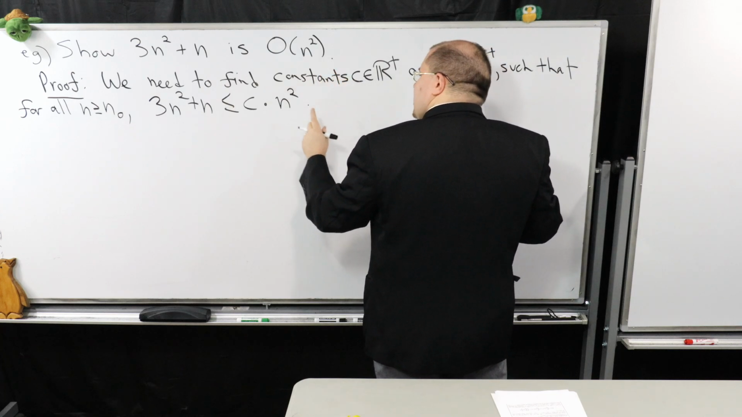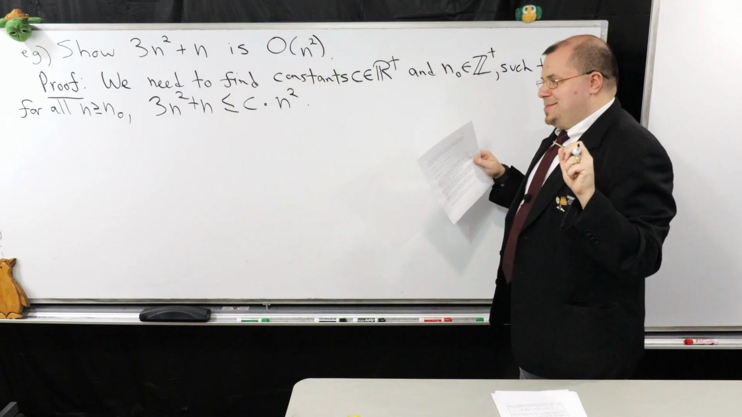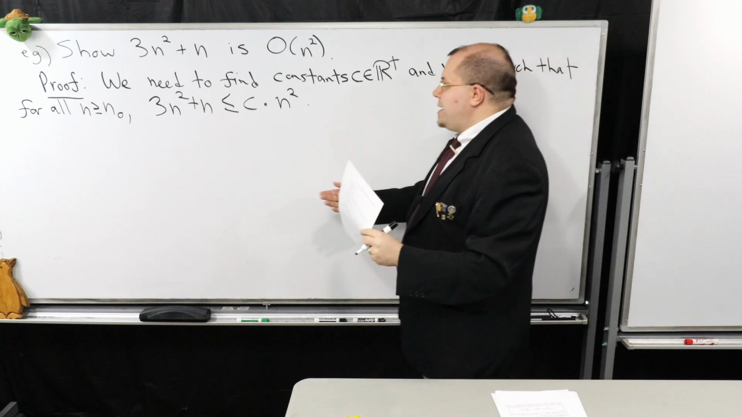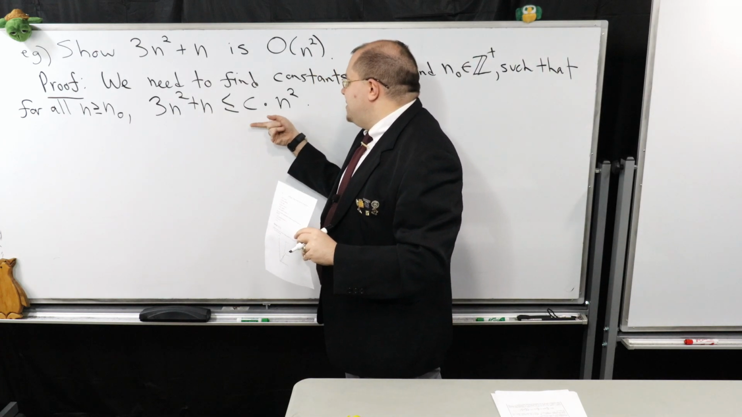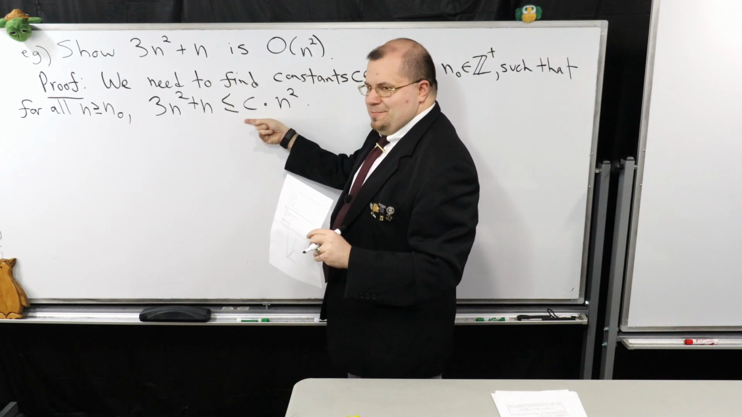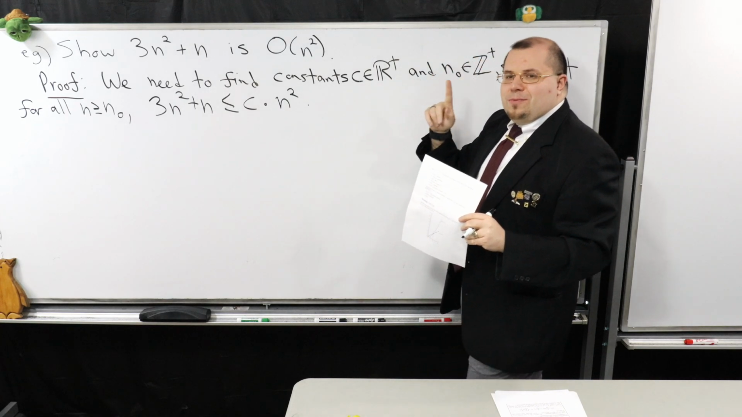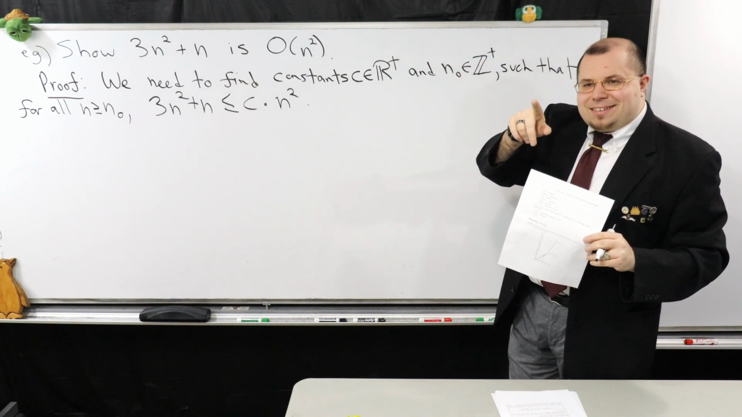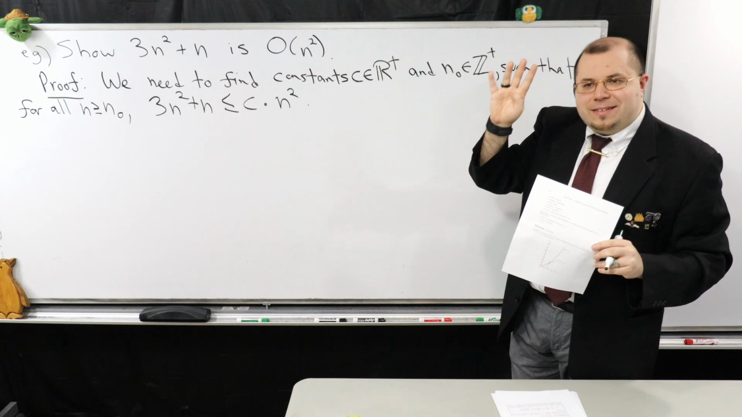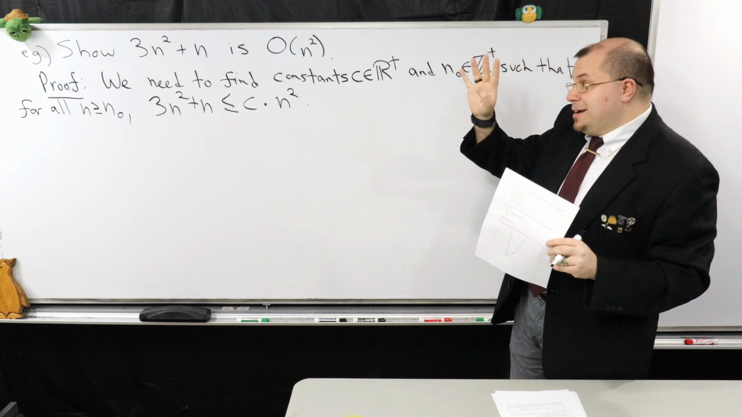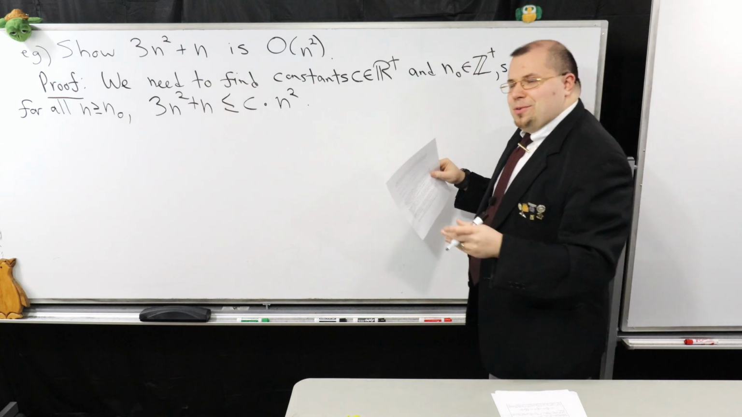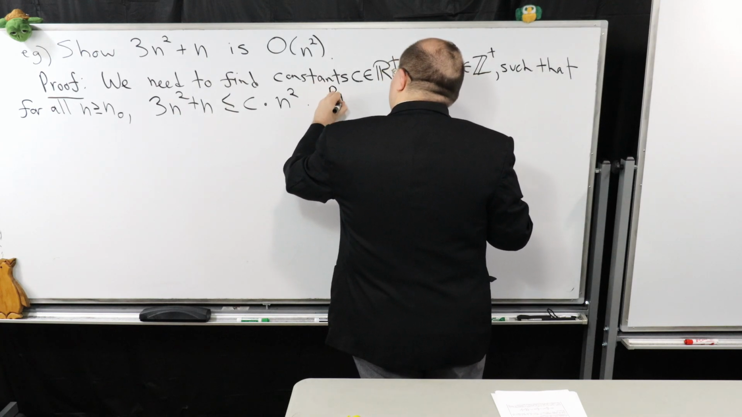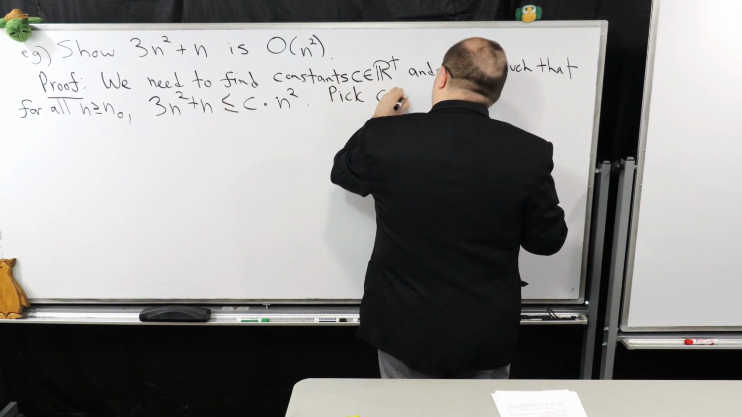So based on what we did last time, if I have 3n squared plus n, does anybody have any suggestions of a c? Yeah, I see it in the chat. Excellent, excellent. I'm seeing some fours. Four is a really great suggestion. So I'm going to pick c is equal to 4.